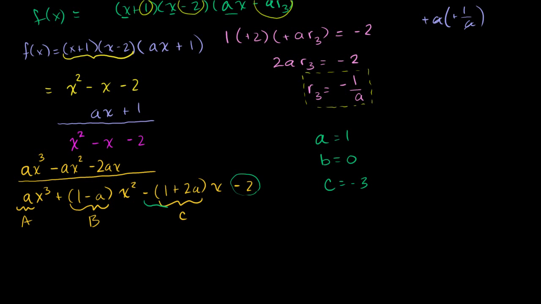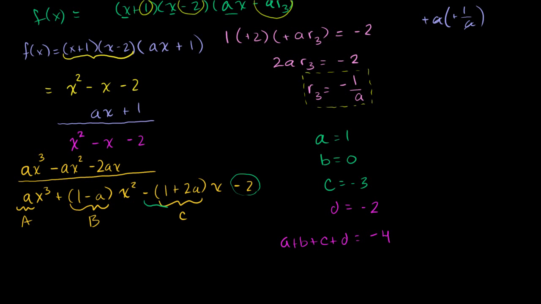And of course, no matter what we do, d is equal to minus 2. So if we put a is equal to 1, the answer here to what is a plus b plus c plus d would be equal to 1 plus minus 3, which is minus 2. Minus another 2 is minus 4. That's one possibility.